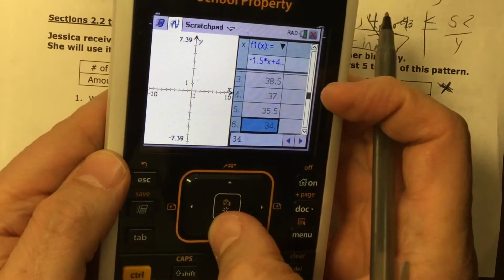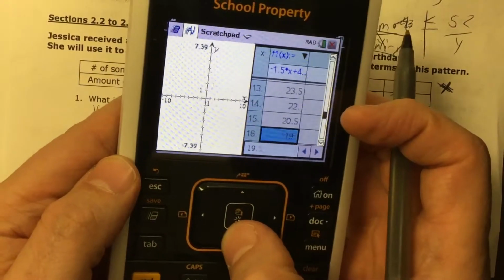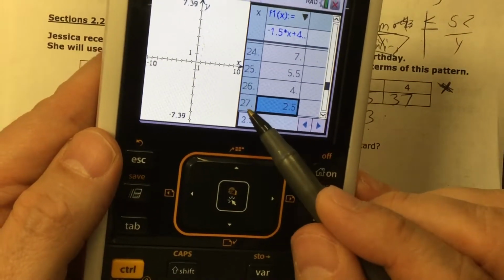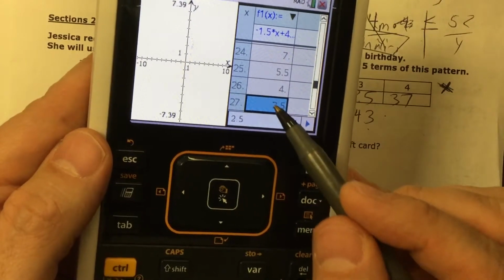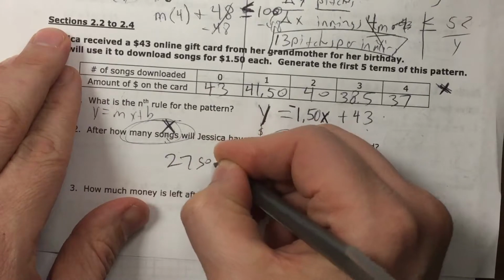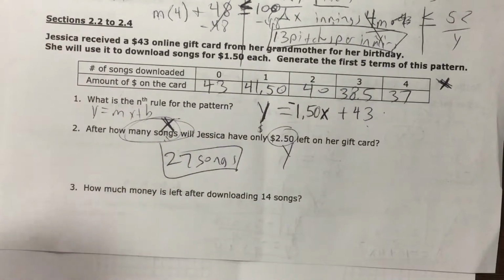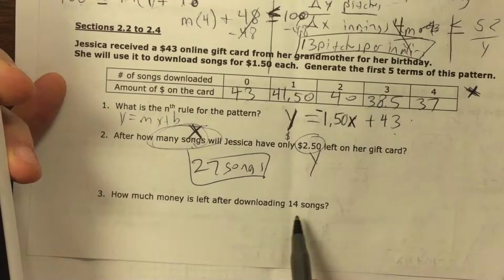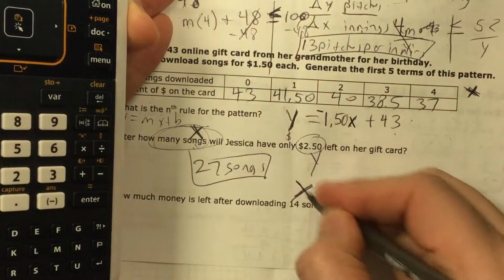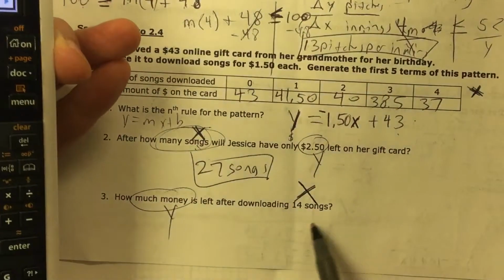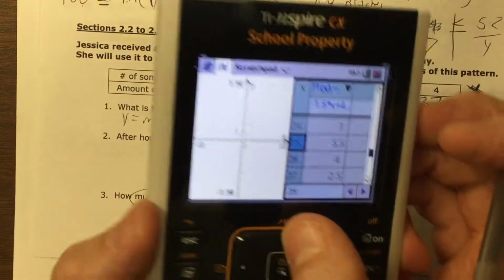Okay, so we're scrolling down a long ways. There's $2.50. She bought 27 songs to have only $2.50 left. So after buying 27 songs, that is what she has left. Okay? To answer the next question, we already have the information we need in the calculator. How much money is left after downloading 14 songs? Again, this time they're giving you the X value, and they're asking you for the Y value. So we're looking for the 14 this time on the left-hand side.